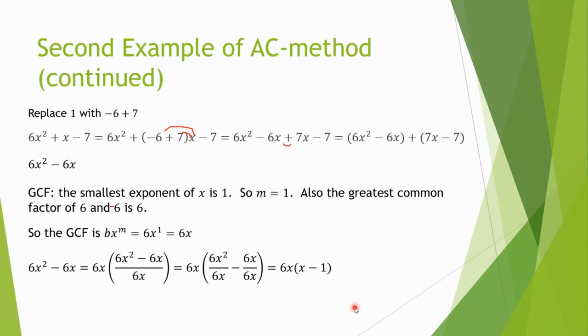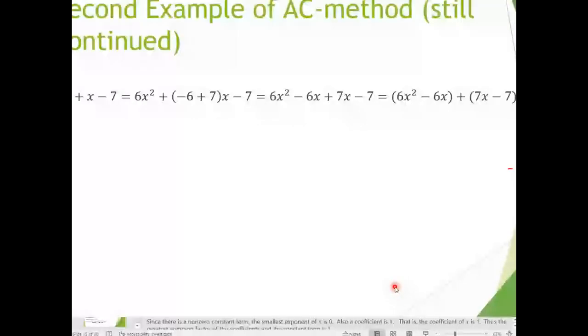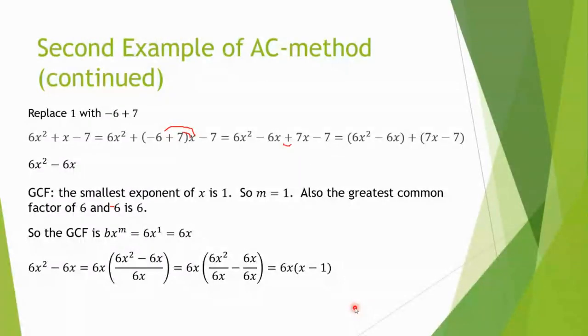Okay, that's good. So that was the first group. For the first group, we got 6 times x times, x minus 1. Now we handle the second group, which is 7x minus 7.